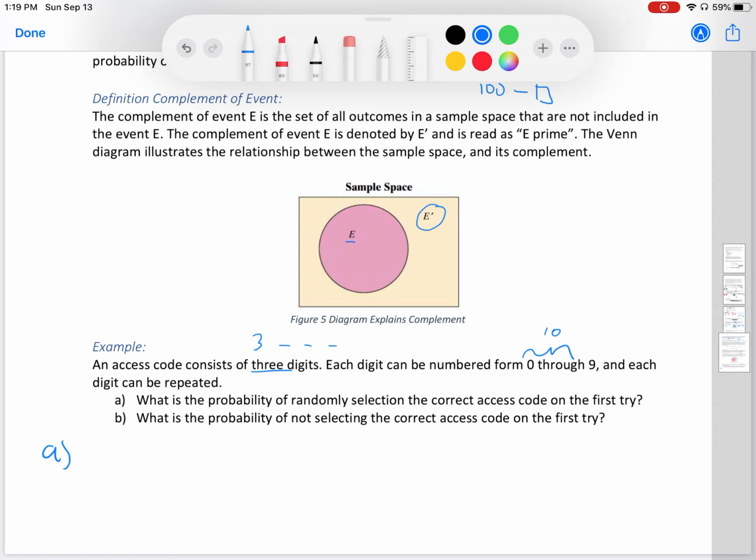A. What is the probability that a random selection produces the correct access code on the first try? Okay, we can randomly create a correct access code. Well, our first digit would be 1 out of 10. Our second digit would be 1 out of 10. Our third digit would be 1 out of 10. So the probability of this would be 1 out of 1,000. In decimal form, that would be 0.001.